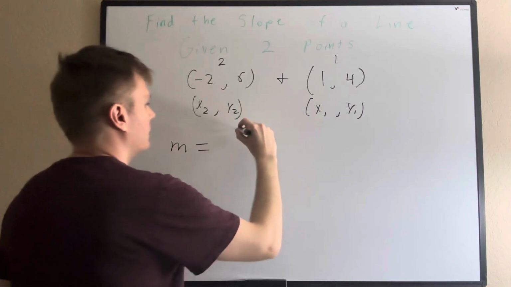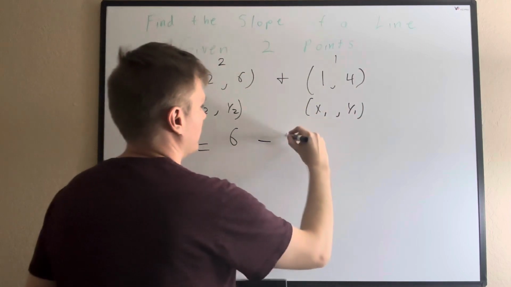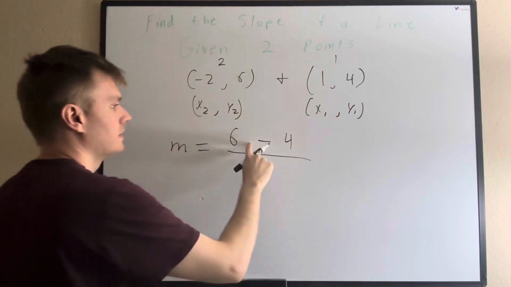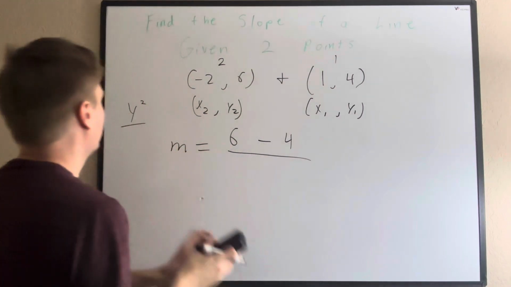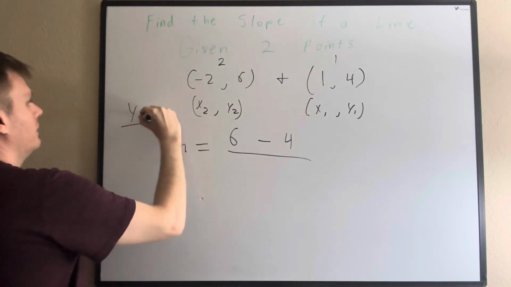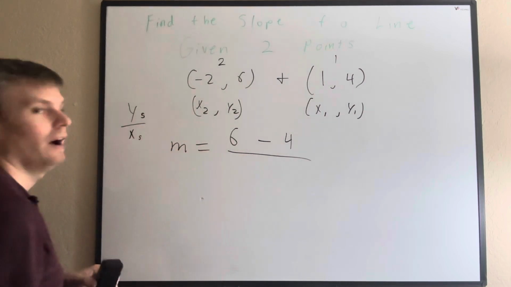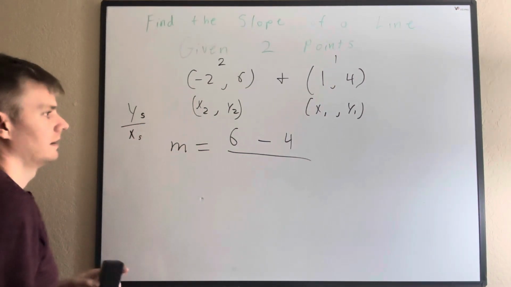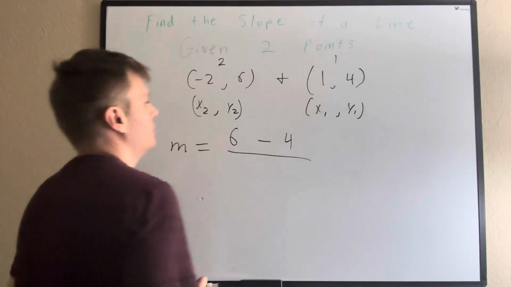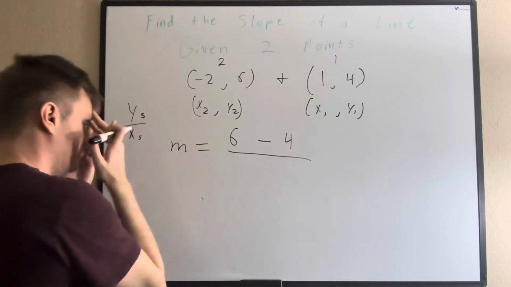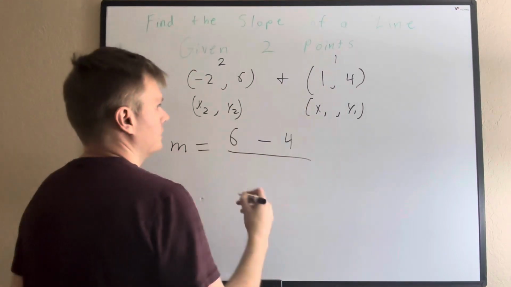And it's always the 2's first minus the 1's. Rise, y's over x's. So that's how you remember y's are on top because it's a rise. And then the x's are in the bottom.